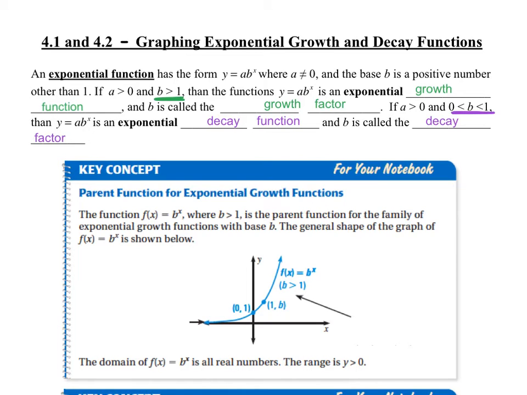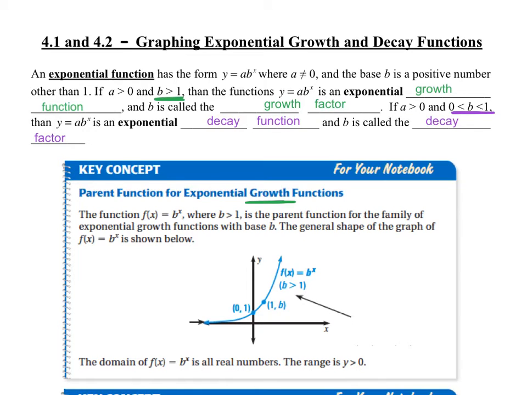So if you have a growth function, you're going to have b to the x where b is greater than 1. So just b to the x without an a in front of it, without anything being added or subtracted, just b to the power of x is going to be your parent function. And the reason we call this an exponential function, guys, is because your variable is part of the exponent. You guys have done functions where you've had exponents before, but you've never dealt with the variable, the letter x, being part of the exponent. So the general shape for these is below.